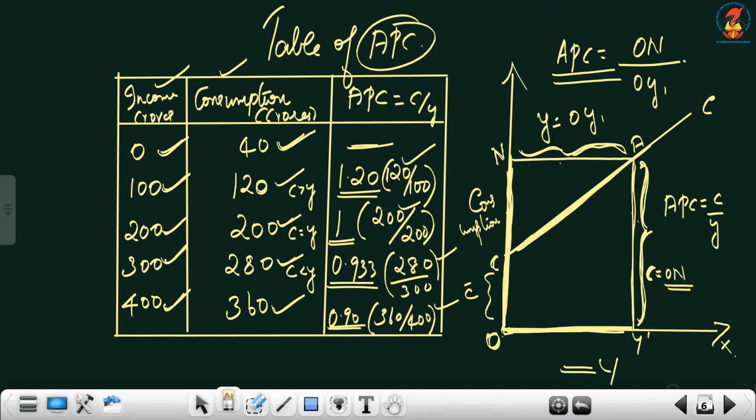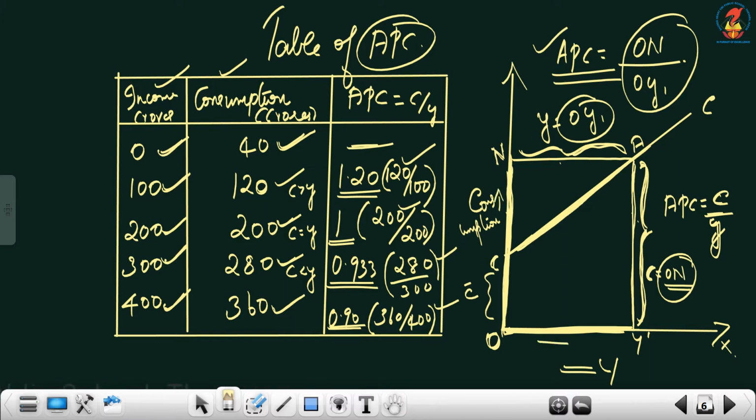Therefore, C by Y, what is C here? ON is C. And what is Y here? OY1. This is the level of income. So, how will you find out APC? C by Y. What is C by Y? C is ON and Y is OY1. Therefore, APC is equal to ON by OY1. Once again, ON by OY1. These two areas which are similar to it. That is how you mark APC. APC is equal to C by Y.